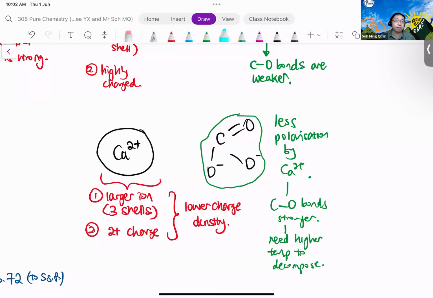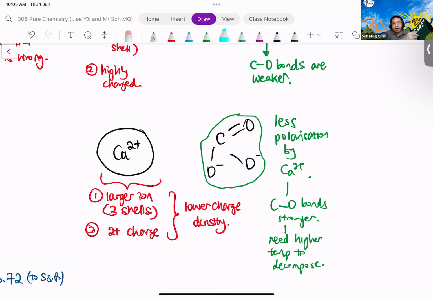So this is how decomposition of carbonates, sulfates as well, nitrates as well will work. You will learn this at A level, how this polarization works by the metal ion, but this is just an introduction to how decomposition will work. Don't need to copy this down, don't need to memorize this. I'm just telling you why, as you go down the group, generally the temperature for decomposition of the carbonate will increase.